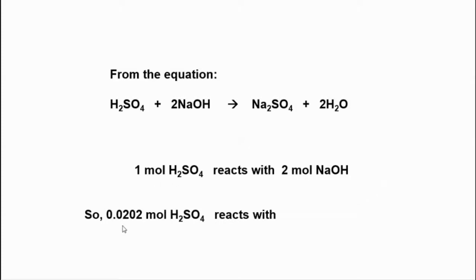So therefore, if we have 0.0202 moles of sulfuric acid, this quantity of sulfuric acid should react with how many moles of sodium hydroxide? We are going to get 0.0404 moles of sodium hydroxide, because the ratio is 1 to 2. So this is the mole of sodium hydroxide reacted, if the mole of sulfuric acid is 0.0202 mole.